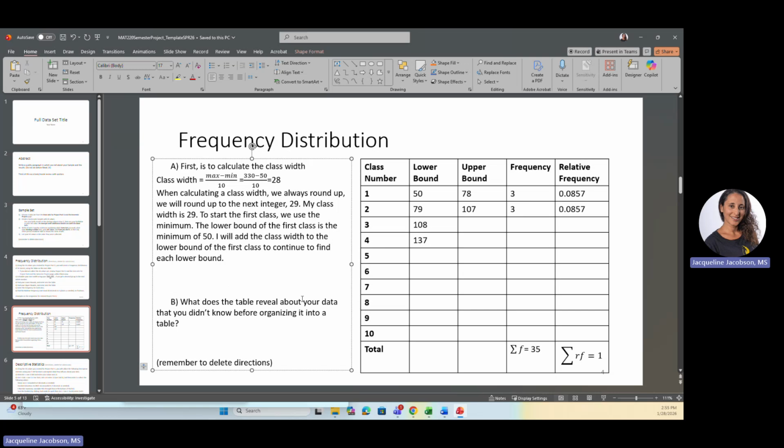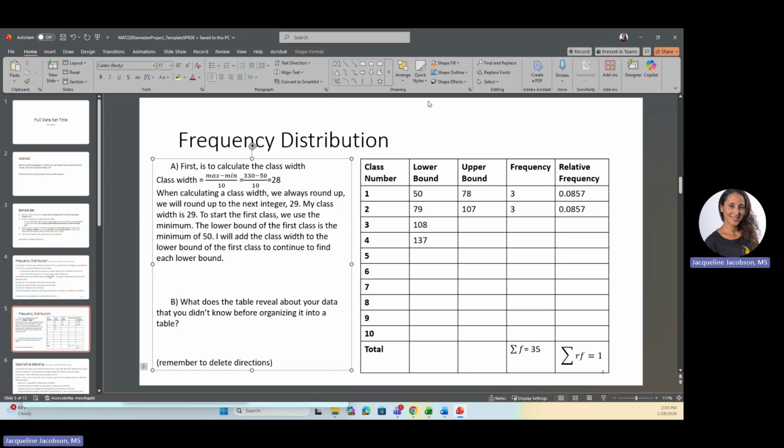So then you're explaining how you determined all these columns. How did you do the classes? How did you do the frequencies? How did you do the relative frequencies? And what kind of distribution do you possibly see based on the table, and why? Don't forget the why. And so that is it for project part 2.